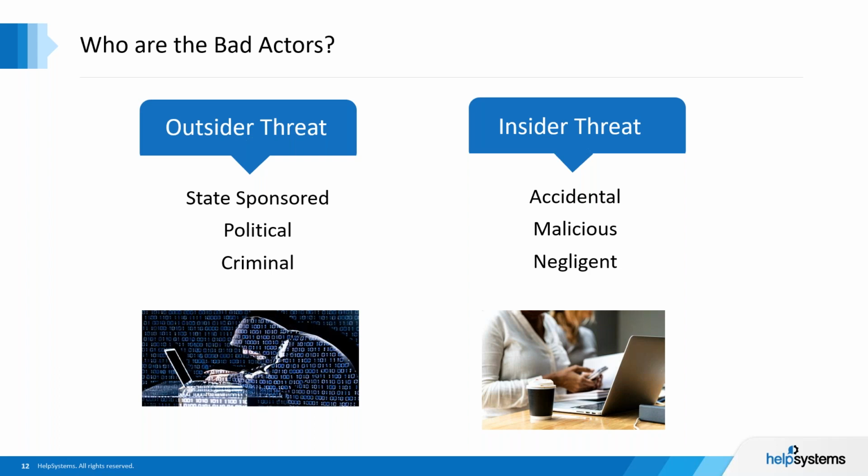On the insider side of the house, we also have 3 different primary threat categories. We have accidental, pretty self-explanatory, somebody pressing the enter key that doesn't mean to. We also have malicious, where somebody is perhaps disgruntled or they are no longer an employee or they discover an open door that they think is potentially going to net them some easy gain.